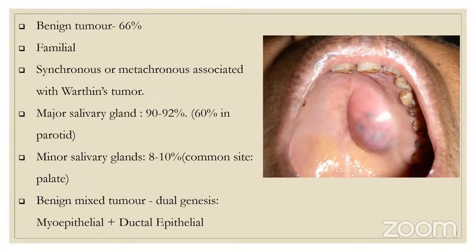It is also called benign mixed tumor because of the dual genesis from myoepithelial and ductal epithelial cells, though actually it is not a truly mixed tumor because it is not derived from more than one germ cell layer.